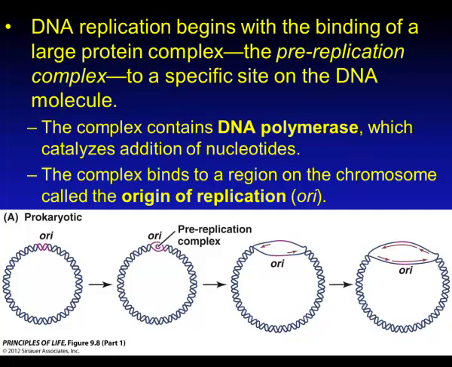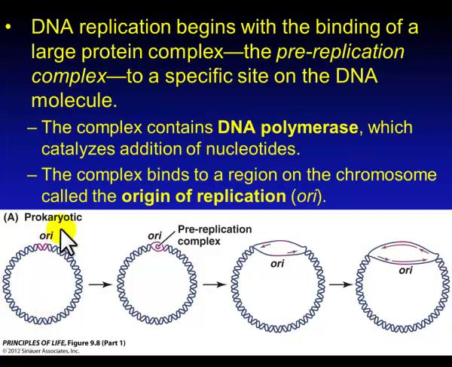The process of DNA replication begins when a complex of proteins binds to the DNA. This complex of proteins is called the pre-replication complex, and it doesn't bind just anywhere on the DNA. It binds at a very specific location called the origin of replication. In the bottom of your slide here, which shows a prokaryotic chromosome, the origin of replication is shown in pink.